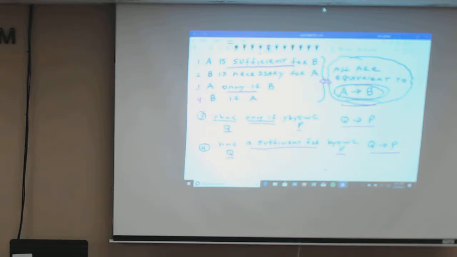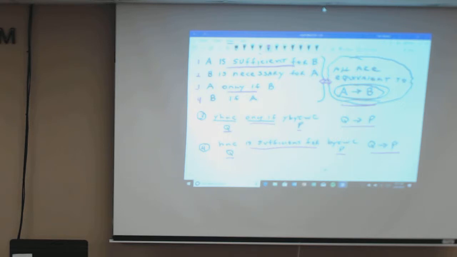Necessary, and if it flips them. You see that? You see how with sufficient and "only if" it stays in the same order with the if-then sign. Necessary and "if" 2 and 4, it flips it. If B is necessary for A, then it's if A, then B. If Q is necessary for P, then it's if P, then Q.